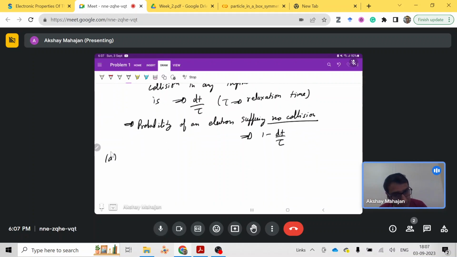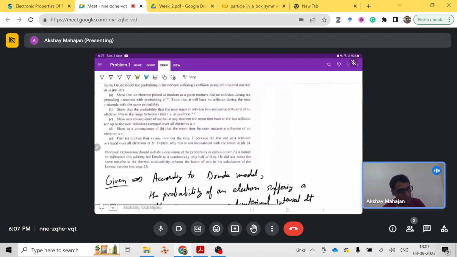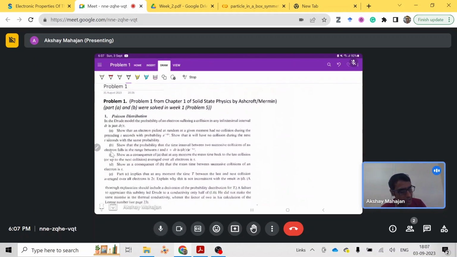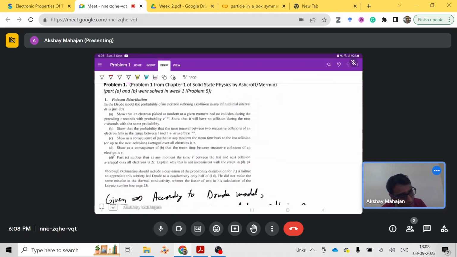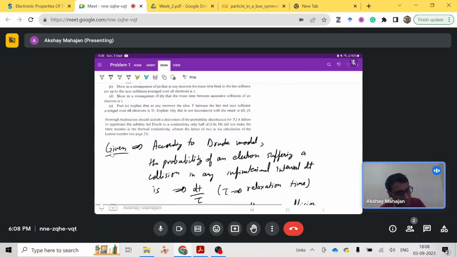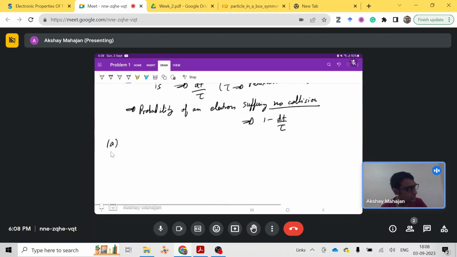Now from part A, which was written, you can read it again. We had to show that if we pick an electron, then the probability that it had no collision during the preceding t seconds is e to the power minus t by tau. So basically that is what we proved in our part A.